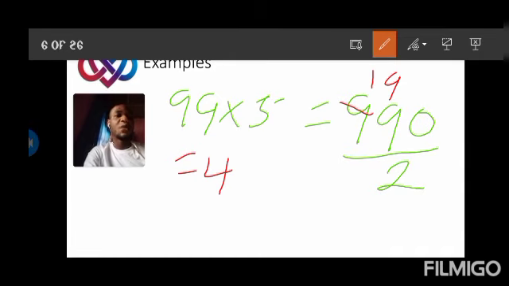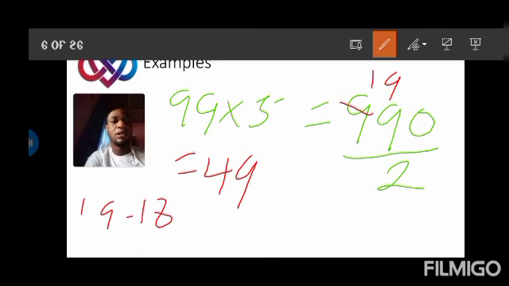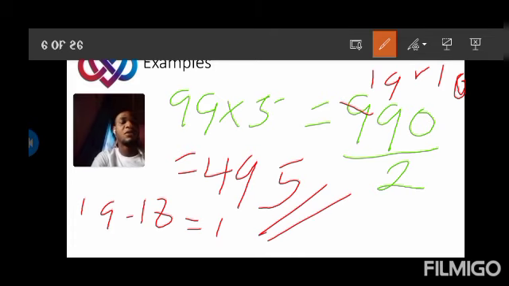How many times can 2 go in 19? Now 2 times 9 is 18. And I say 19 minus 18 is 1. So I'll have remainder what? Remainder 1. I'll move this 0 to meet the 1 here. So how many times can 2 go in 10? It is 5. So my answer will be 495.